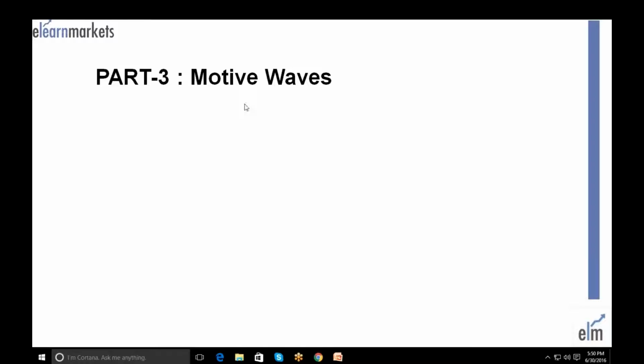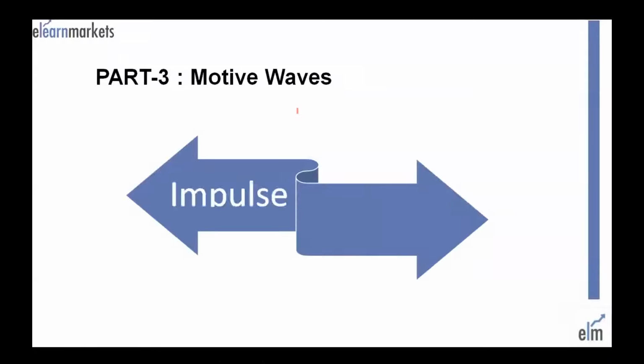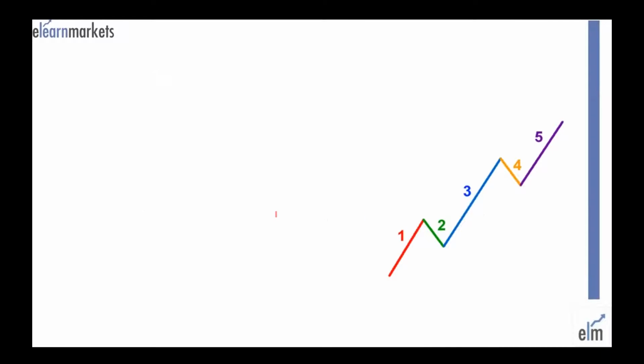Alright, so the motive waves. We are going to discuss in detail the motive waves and the corrective waves. The motive waves have two variations. One is the impulse and the second is the diagonal. Discussing the first variation, that is the impulse.